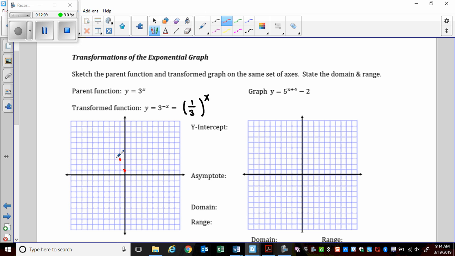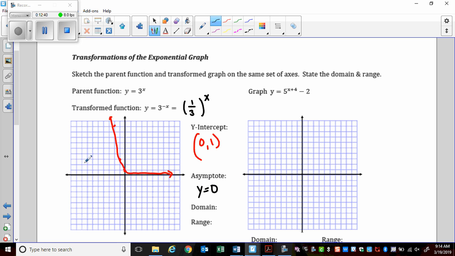So at negative 2, that's 9. I know it's going to look something like this. And remember, it's not going to touch the x-axis. It's going to get infinitely close. It looks like it does, but it doesn't. So the y-intercept is going to be at (0, 1). The asymptote, we still have this asymptote right here, y equals 0.